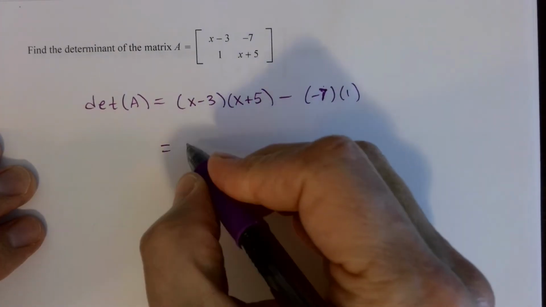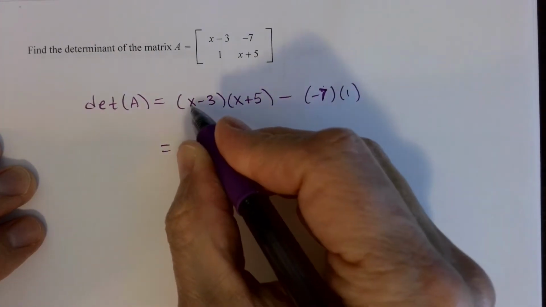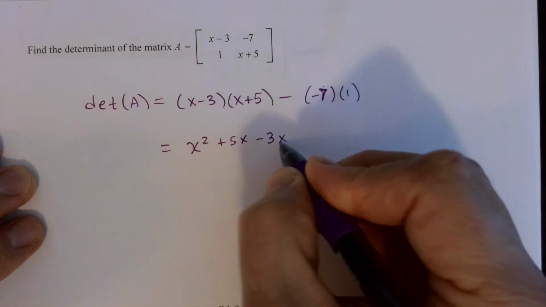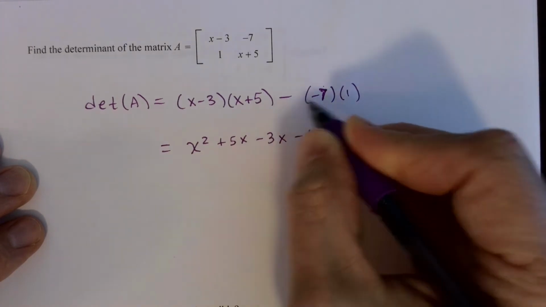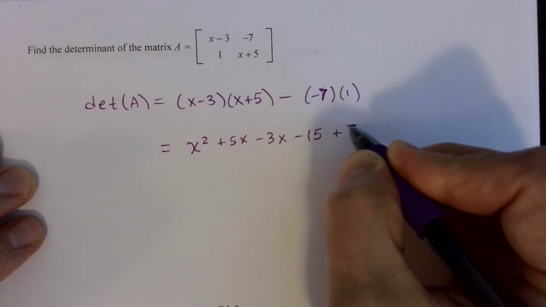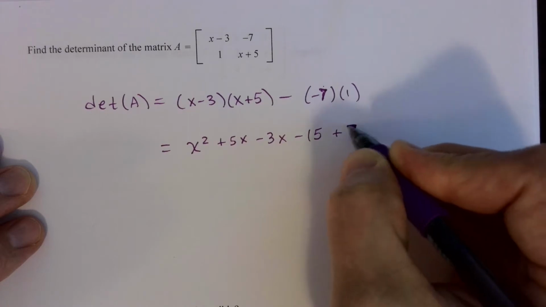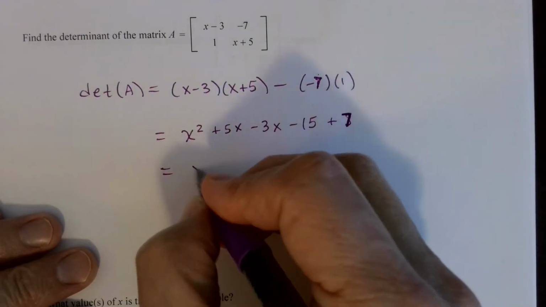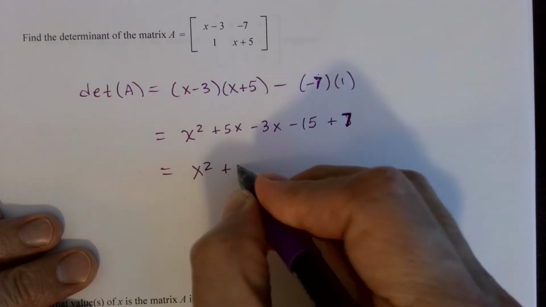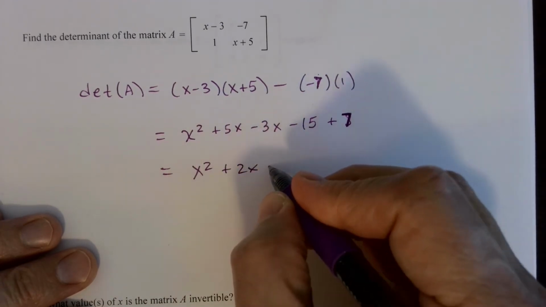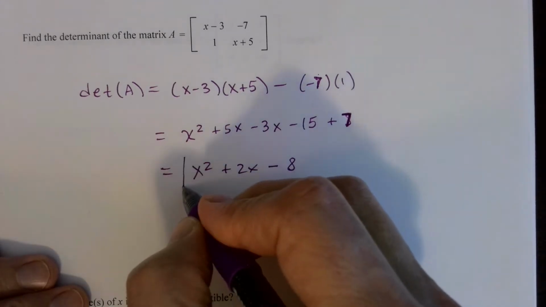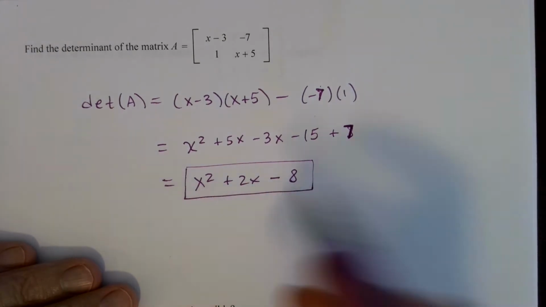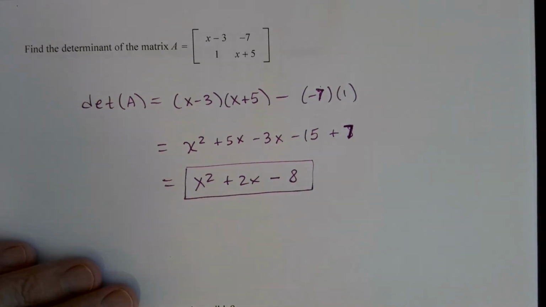If I FOIL this out, I get x squared plus 5x minus 3x minus 15, minus a negative 7 is plus 7. And combining like terms, I've got x squared plus 2x minus 15 plus 7 is minus 8. And there is the determinant as a function of x. Now for different values of x, you can plug in and find the corresponding determinant for this matrix.